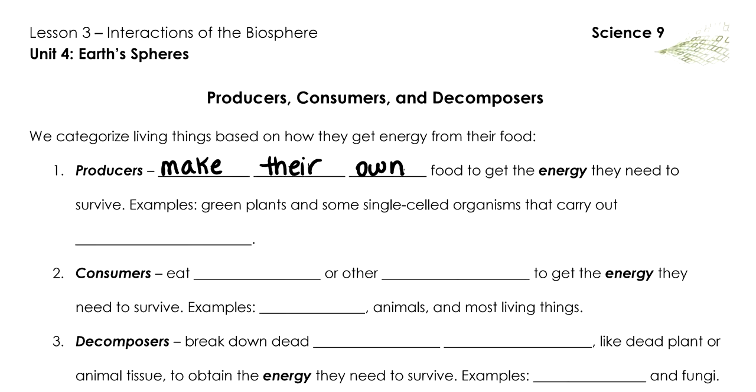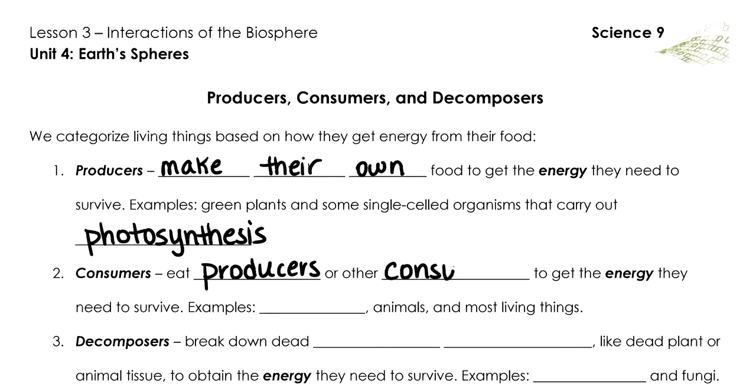Examples of producers are pretty much every single autotroph ever, green plants, and some single-celled organisms, anything that can carry out photosynthesis. Consumers are organisms that have to eat producers or other consumers to obtain their energy. Examples include humans, most animals, and pretty much all living things other than producers.